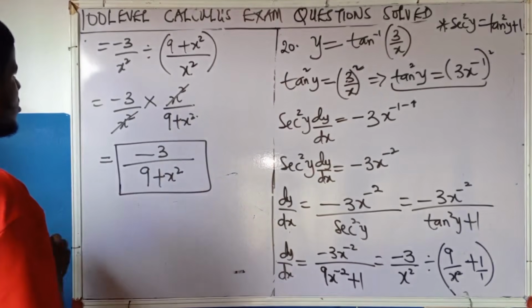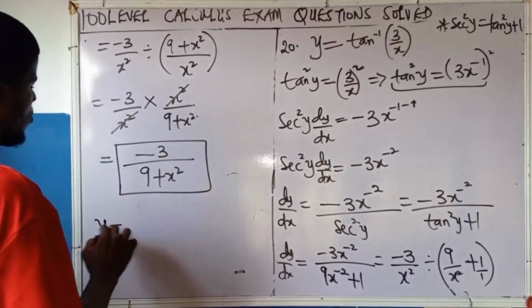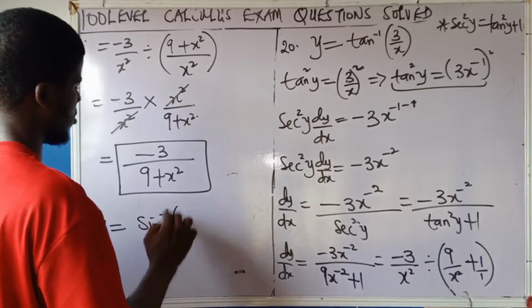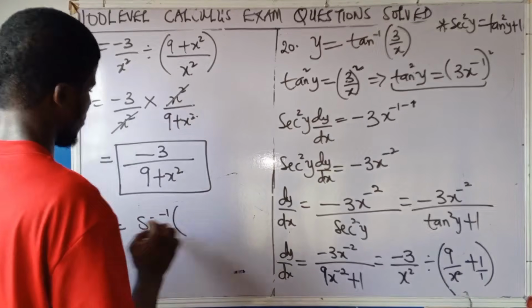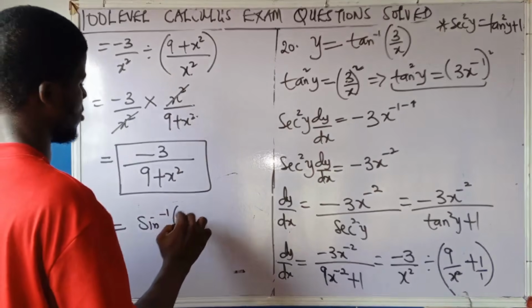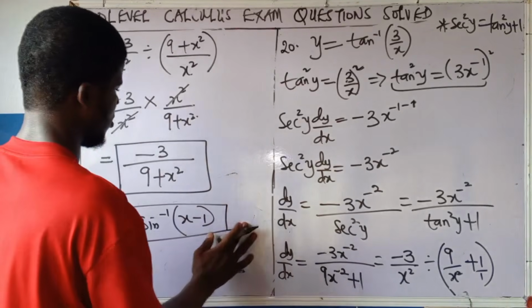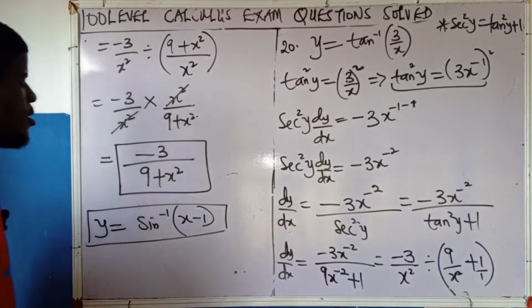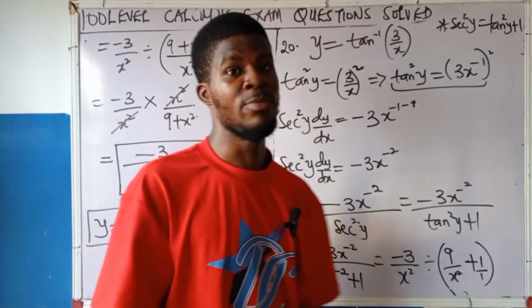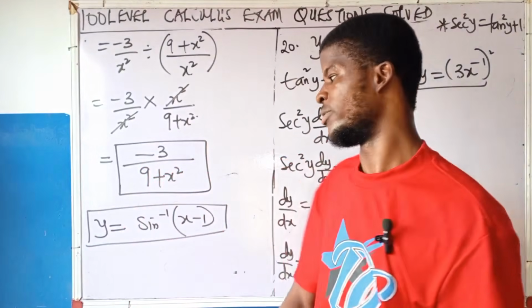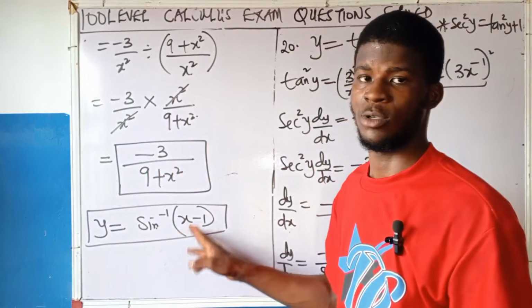So can you try this? Y equals sine inverse of x minus 1. Maybe you should do this. Do it and drop your answer in the comment section. Let it be reviewed. What is the derivative of the sine inverse of x minus 1?